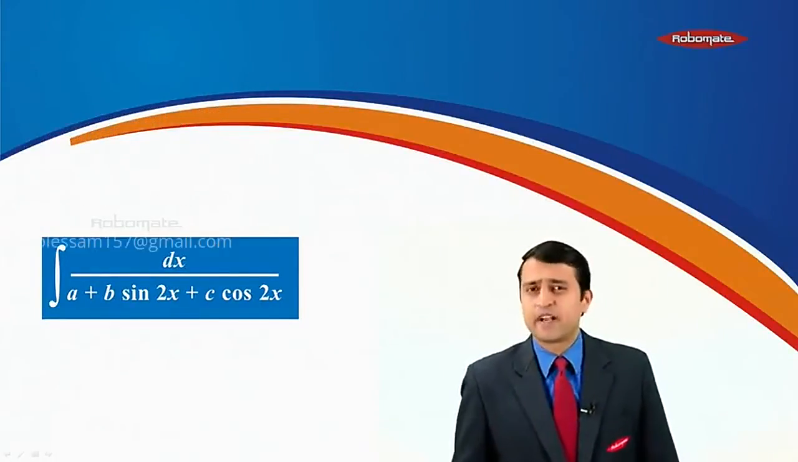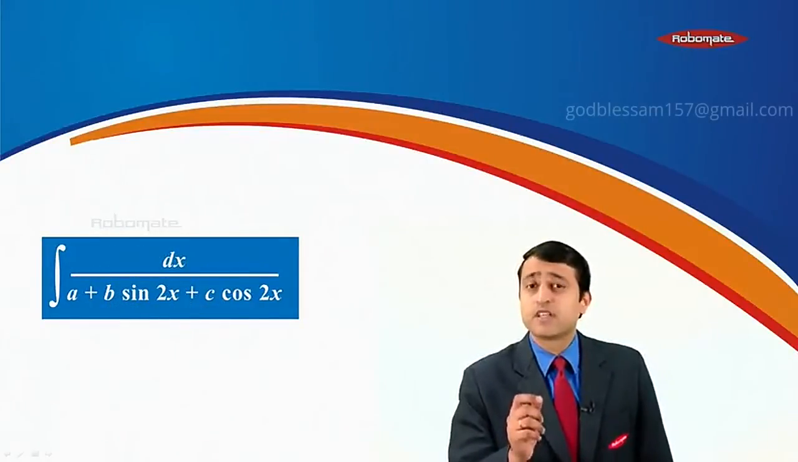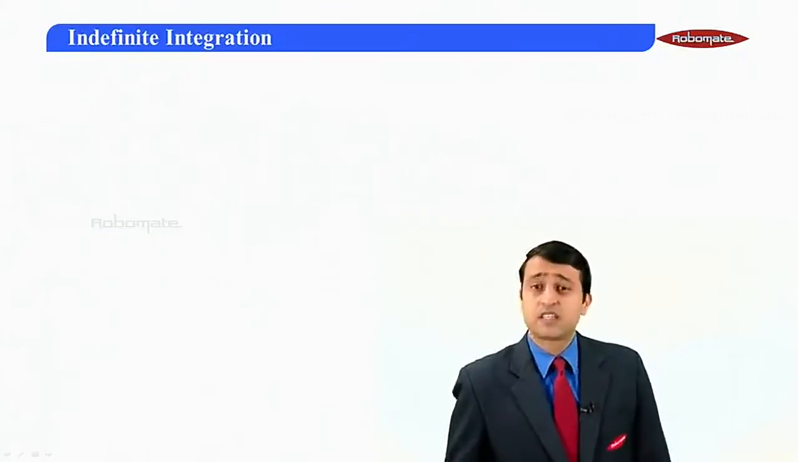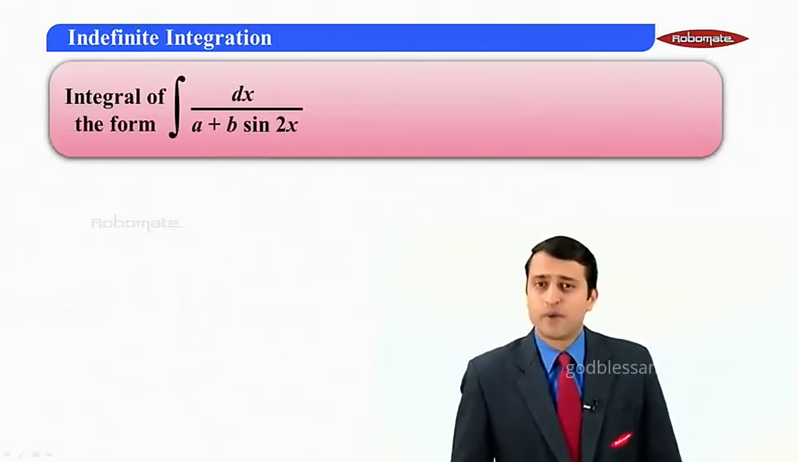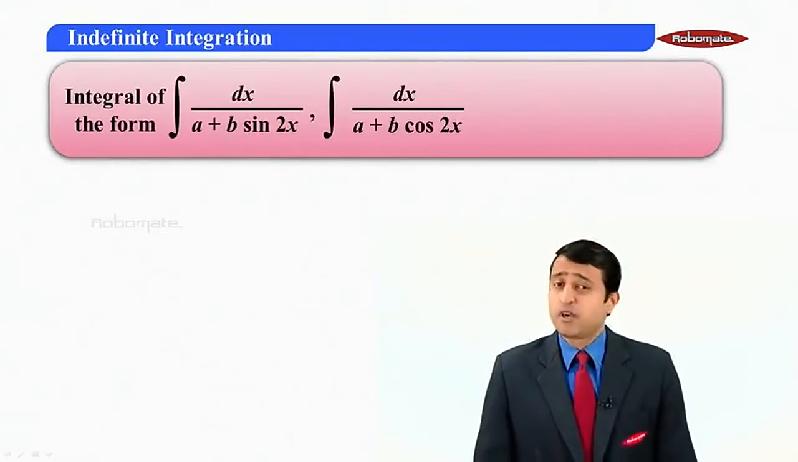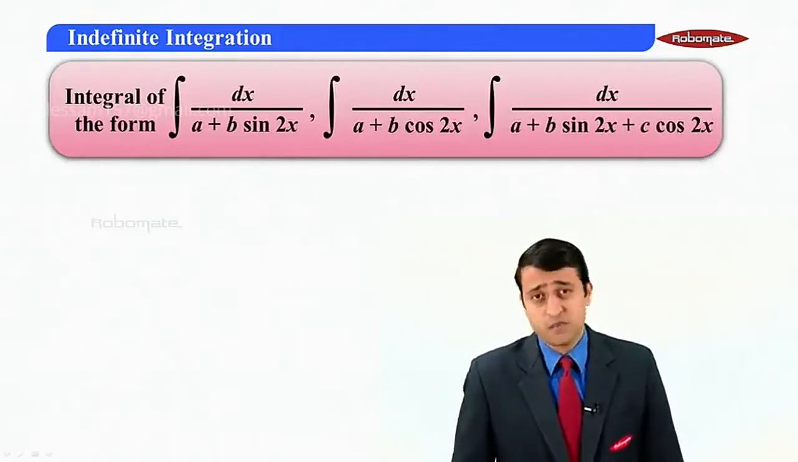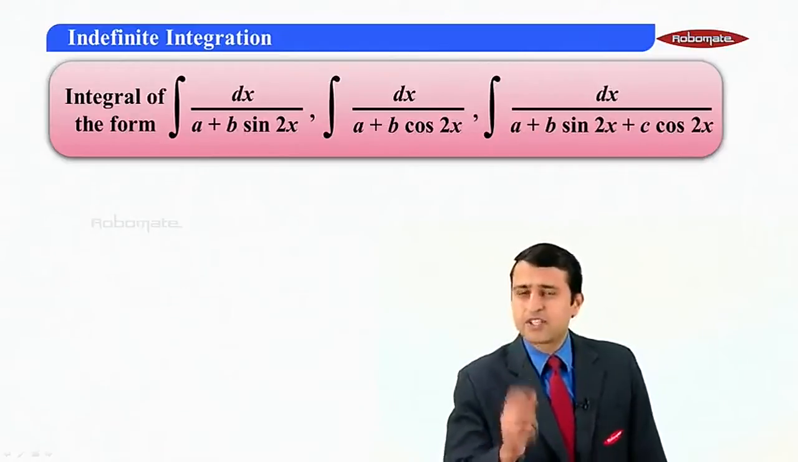Because there is only a minor difference in the general form, there will be a minor difference in the solution also. Let's see the three general forms which are possible. Here the integrals will be of the form 1 upon a plus b sine 2x dx, 1 upon a plus b cos 2x dx, and 1 upon a plus b sine 2x plus c cos 2x dx. As I said, there is a minor change.